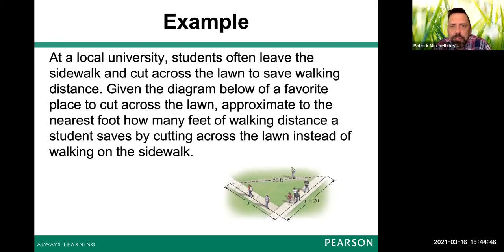So the problem says, at a local university, students often leave the sidewalk and cut across the lawn to save walking distance. Given the diagram below of a favorite place to cut across the lawn, approximate to the nearest foot how many feet of walking the student saves by cutting across the lawn instead of walking on the sidewalk. So you see this diagram here, very helpful diagram. I don't even feel the need to do Mitchell's commandments for this problem, or at least not Mitchell's first commandment, because that picture pretty clearly defines what X is.